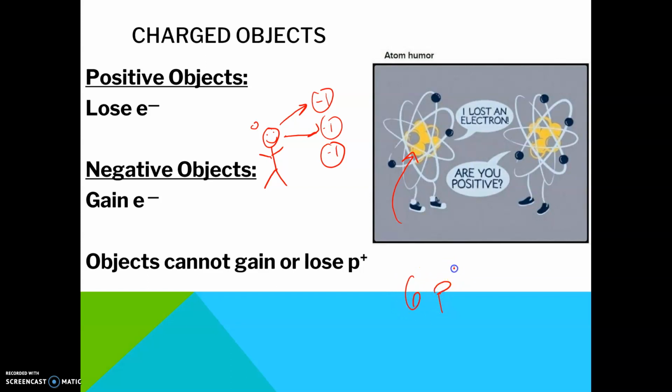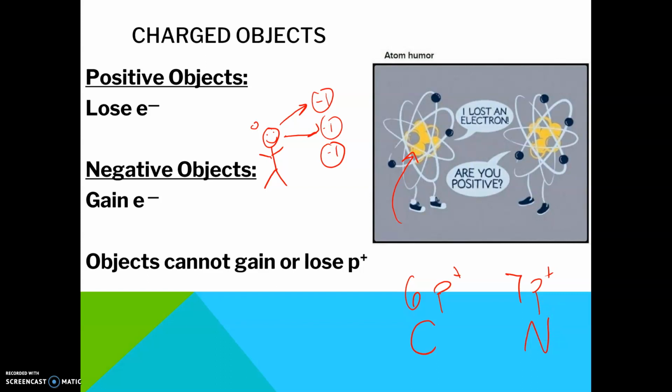We did this one earlier, right? This is carbon. You have 6 protons, you are automatically carbon. Well, what happens if you were to gain a proton? Well, now with 7 protons, you are not carbon anymore. Instead, you are nitrogen, okay? The number of protons will determine the element, okay?